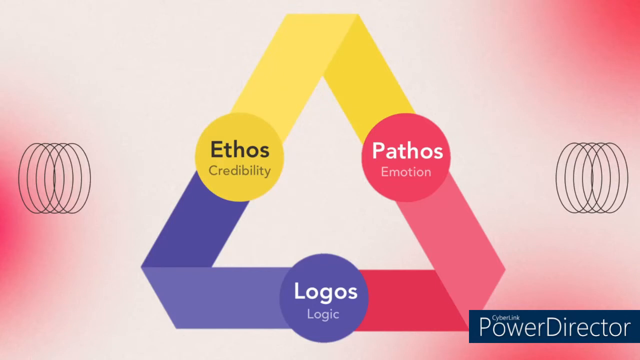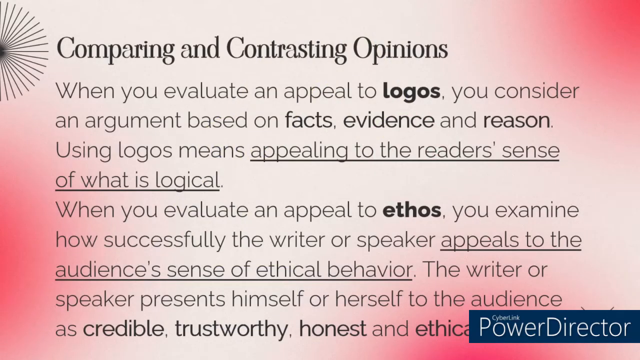Ethos, it is an appeal to the writer's credibility, ethics, morals, and character. Pathos, it is an appeal to the emotions of the audience. And logos, it is an appeal to logic and reason. When you evaluate an appeal to logos, you consider an argument based on facts, evidence, and reason. Using logos means appealing to the reader's sense of what is logical.